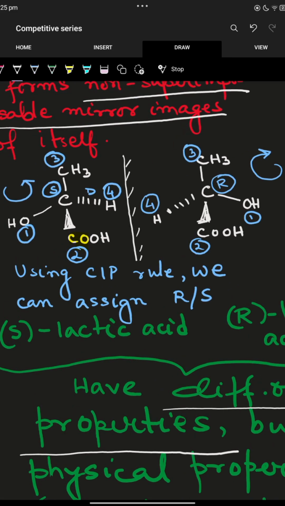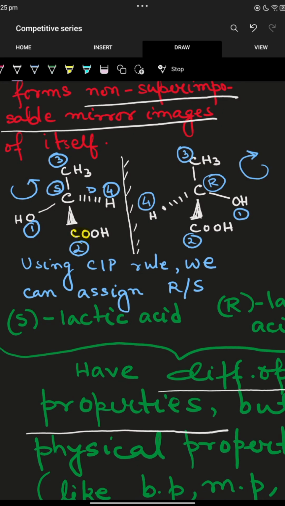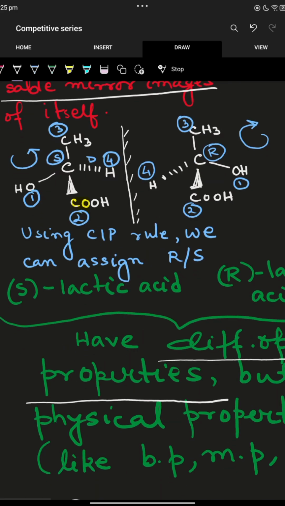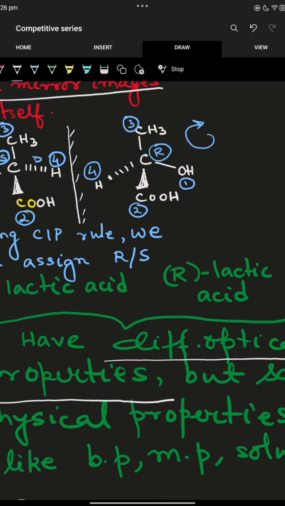Now, using the CIP rule, that is Ingold Prelog's rule, we arrange the groups around the chiral carbon center and name them R and S. In the first one, on the left hand side, we can see it is the S configuration because the rotation is anti-clockwise, and on the right hand side it is the R configuration, where the sequence of the priority is clockwise. So the left hand side molecule is S lactic acid, the right hand side molecule is R lactic acid.